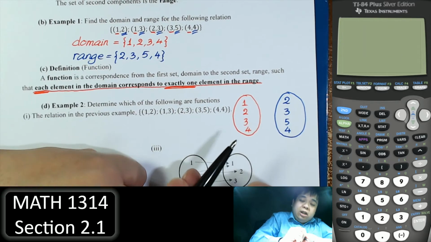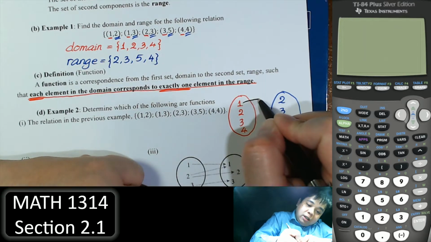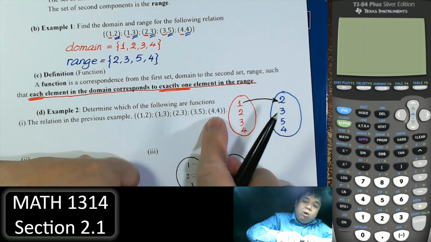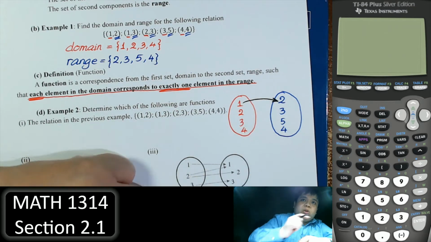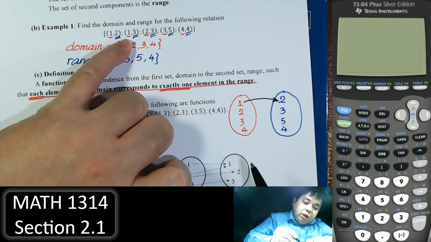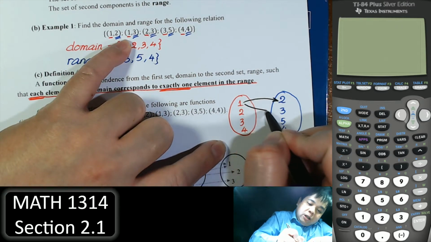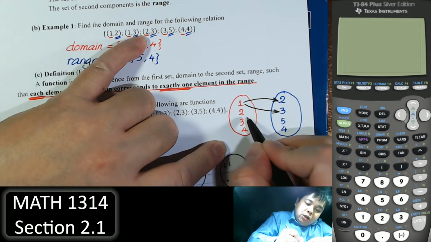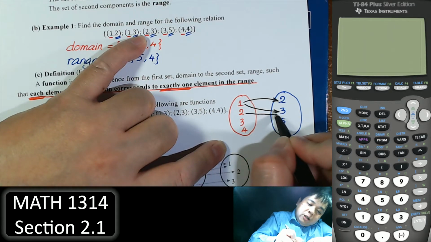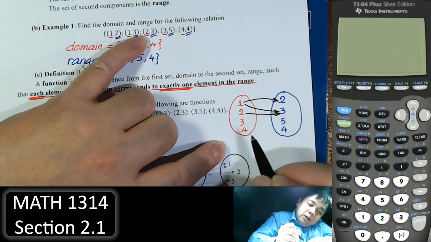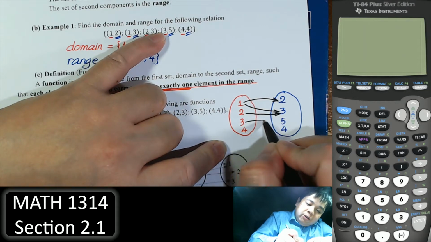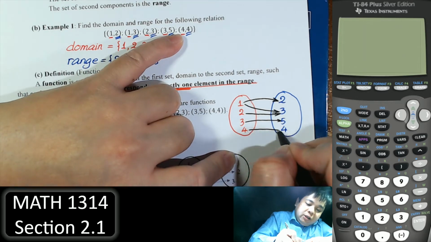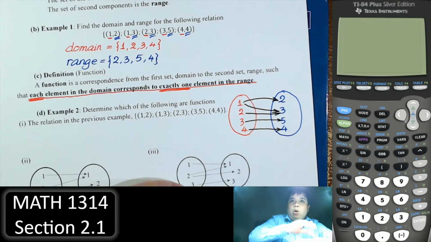So this is an ordered pair, so I'm going to write the arrow, because the arrow goes only in that direction and not the other way around. So 1, 2; 1, 3; 2, 3; 3, 5; and 4, 4. Right, the arrow only goes one way.